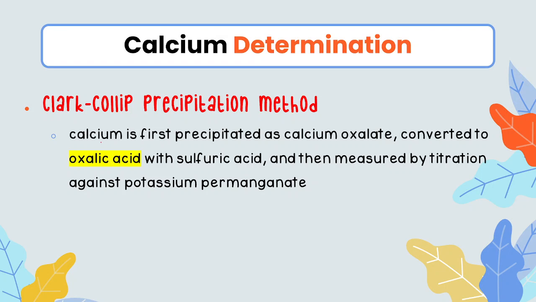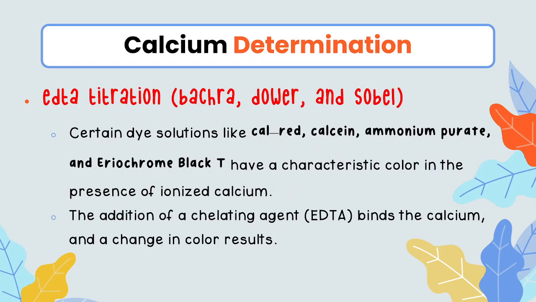So basically, your oxalic acid here is highlighted because this will be our end product, and that is what is measured here in your Clark-Colley precipitation. Next, you have your EDTA titration, which was invented by Bachra, Dower, and Sobel. Not sure if I pronounce it right.